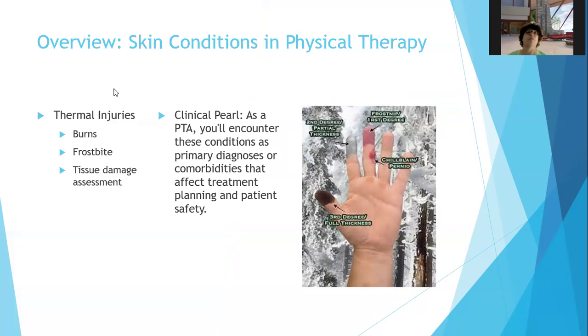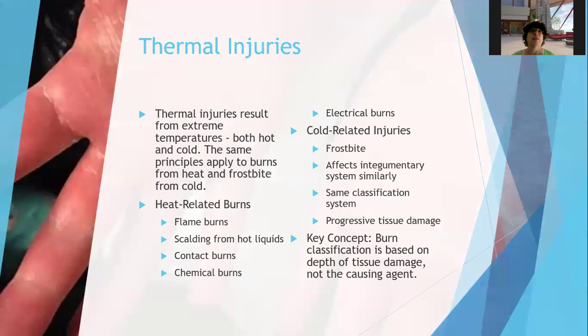So, thermal injuries are burns or frostbite. You always are doing a tissue damage assessment no matter what. As a PTA, you might encounter these conditions as primary diagnoses or as comorbidities that affect treatment and planning and patient safety when you're treating the patient for something else. Thermal injuries result from extreme temperatures, both hot and cold, and the same principles apply to burns from heat and frostbite from cold in terms of tissue damage assessment and classification.